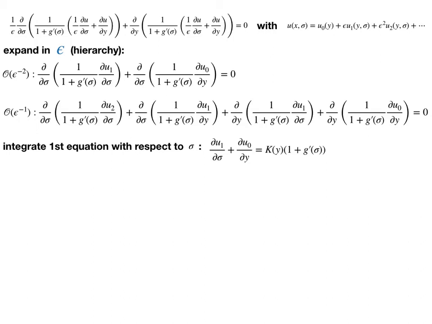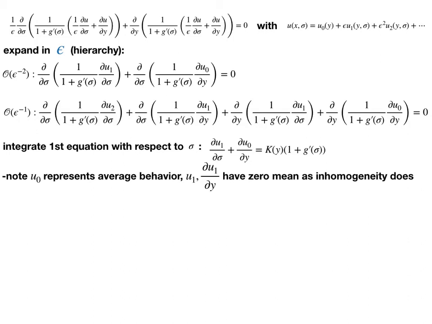And it involves both a u1 and u0, okay? Both of which, so far, we don't know. K of y is just some unknown function. G prime we actually know, okay? Well, first of all, we know that U0 is supposed to represent the average behavior, so what we would get by integrating out our solution over space, okay? And U1 and du1 dy have zero mean.